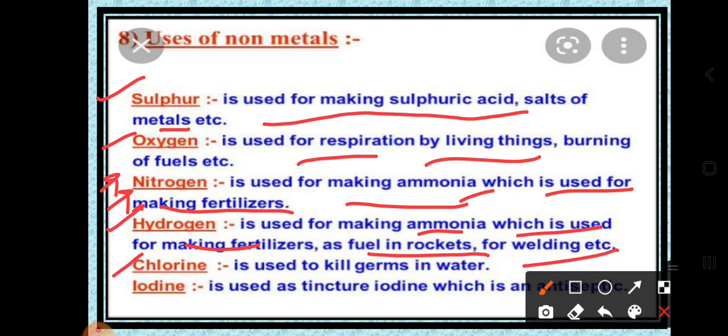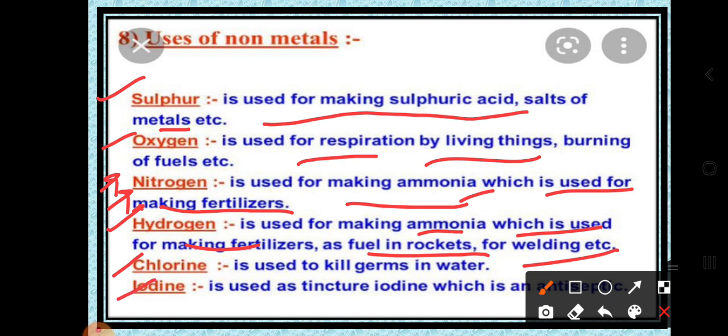What about chlorine? Chlorine is used to kill germs in water. So dear students, after adding the chlorine, what happens? The microbes which are harmful in the water are killed, and we can protect our water. Okay, so chlorine is used to kill the germs in water.